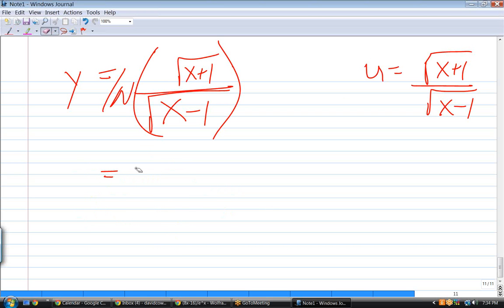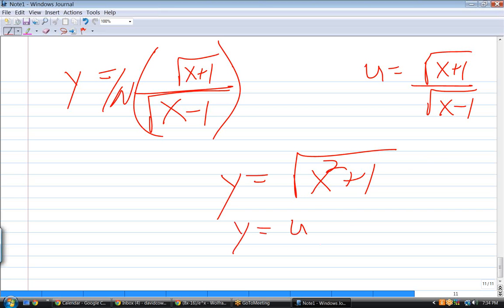In order to use the chain rule, let's say y is equal to the square root of x squared plus 1, and I want to differentiate that. Well, I would let u be x squared plus 1. That's the inside, because then I'm going to have y equals u to the 1/2. And I know how to differentiate that.